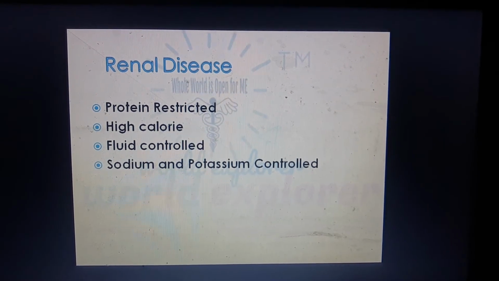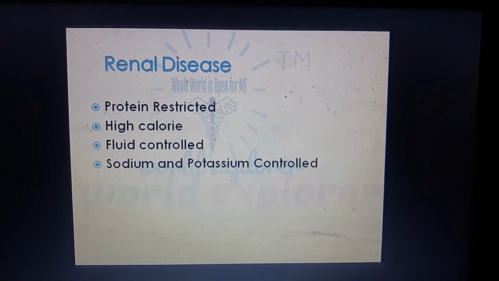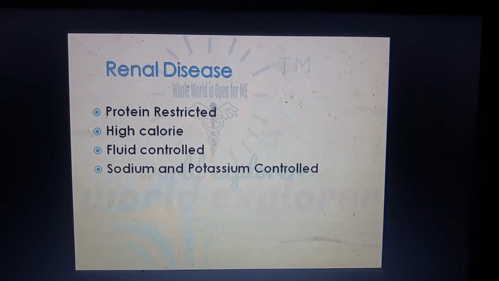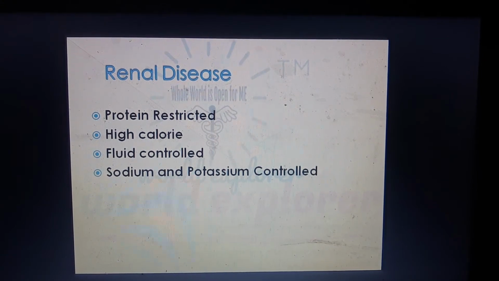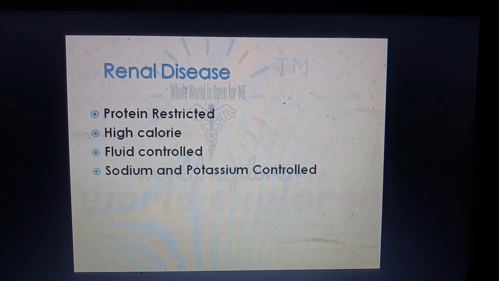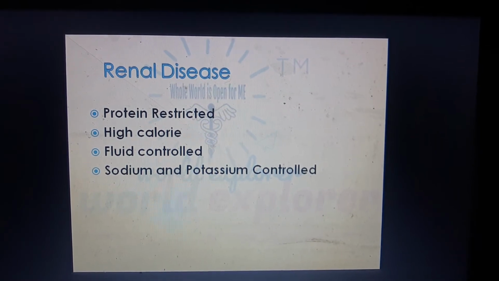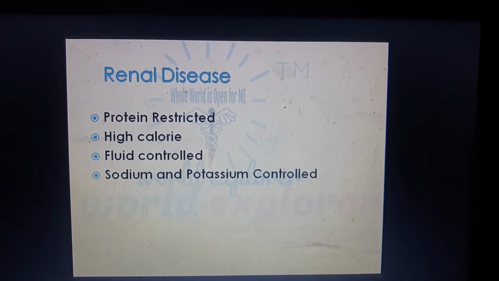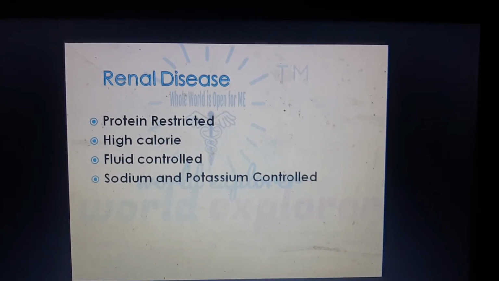Next thing is renal diseases. In the renal disease, we are giving protein restricted diet, high calorie diet, fluid control diet, sodium and potassium control diet. In the renal diseases, if a patient is undergoing hemodialysis, we are giving fluid control. That means we are asking a patient not to take more than 1 liter in a day. And protein also we are going to restrict in these patients. And sodium and potassium, again we are checking the lab values, and based on that we are going to recommend the patient how much food they can take.